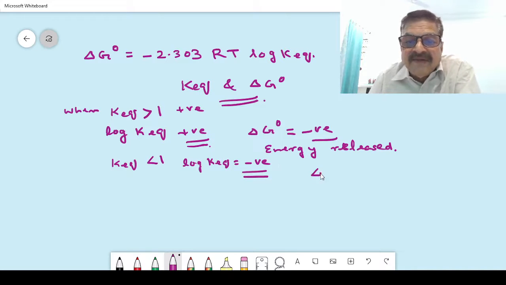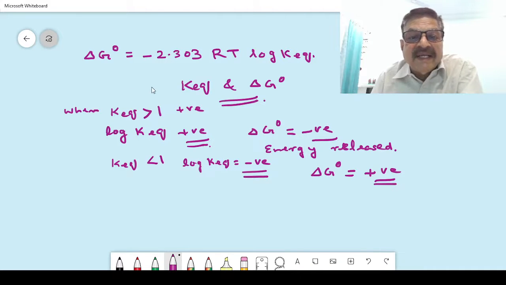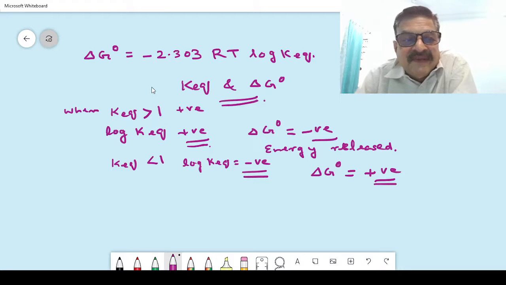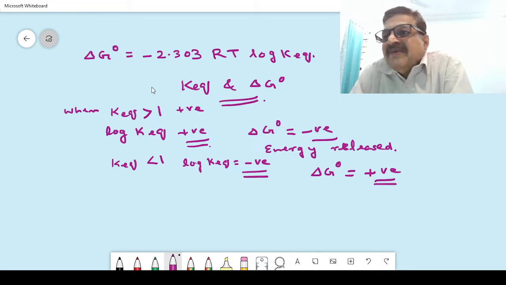Therefore, delta G will be positive, because log KEQ is negative and the minus 2.303 is there, so delta G becomes a positive number when KEQ is less than 1. This is the relationship between the equilibrium constant and free energy change.